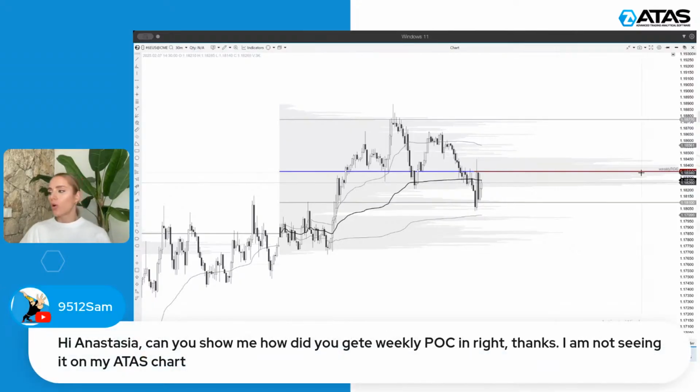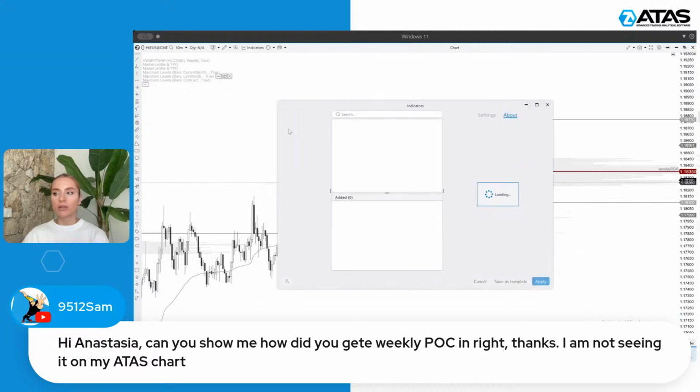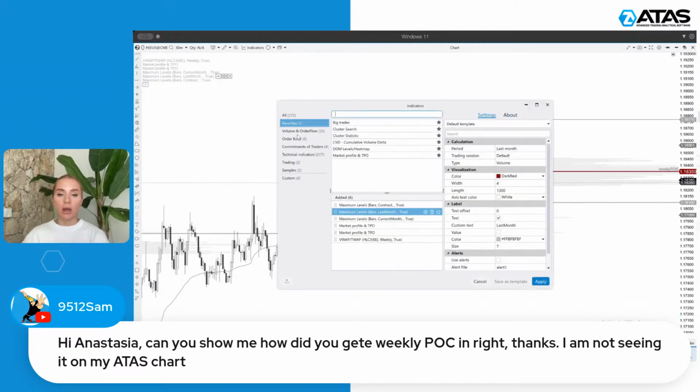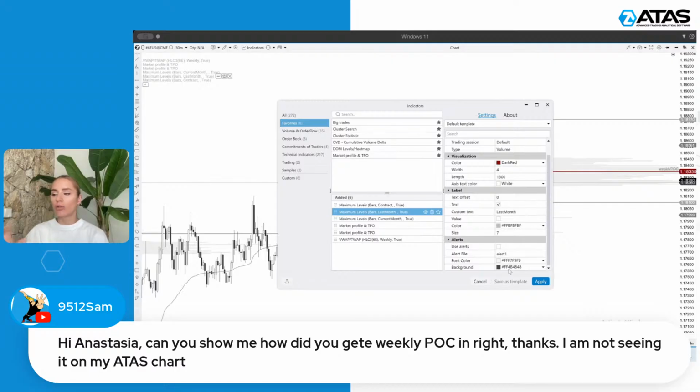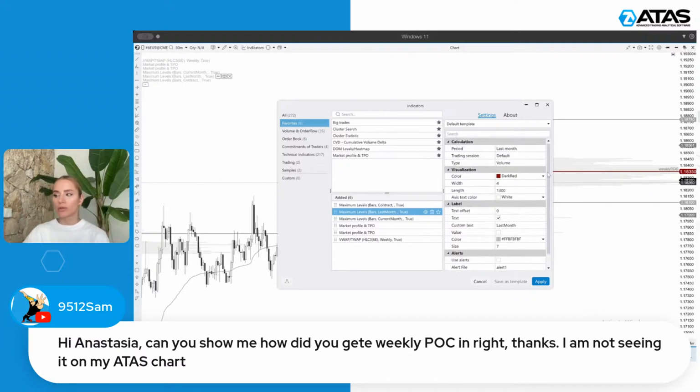The weekly point of control, this one, it's called the maximum levels indicator. The maximum level indicator draws only the maximum level, so the point of control for the specific period of time. And it only reflects it on the right side of your screen. Well, you can move it to the left side if you want as well, right? But it's essentially only the point of control, and you can select the period of time. I find this extremely useful because you can select the monthly, weekly, and specific volumes without overloading your chart.